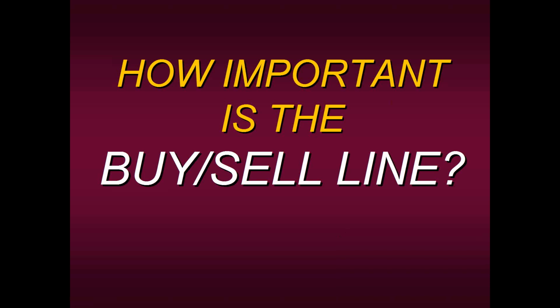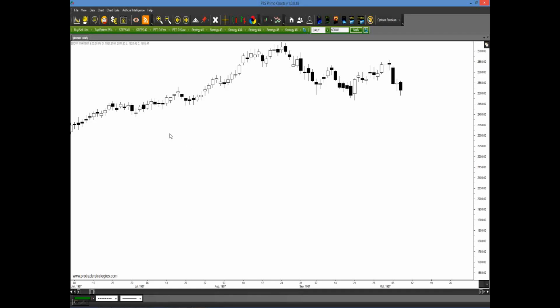Well, let me show you how important the buy-sell line is. All right, here's a chart in the Dow. The market's been going higher, and as you can see, it's been having some difficulty in the Dow. Here's the only trouble. This is not a current chart of the Dow. This is October 1987. Does anyone remember what happened in October 1987?